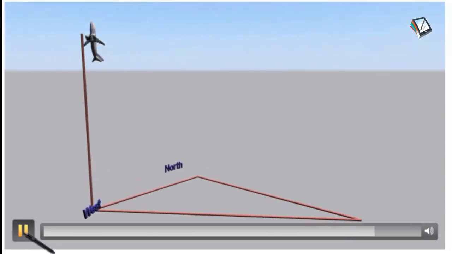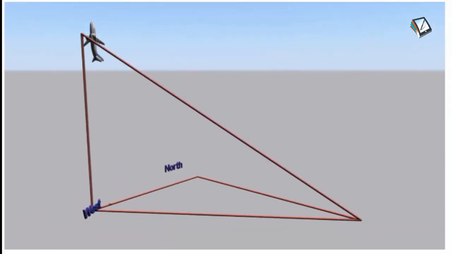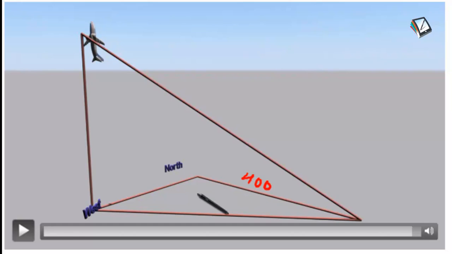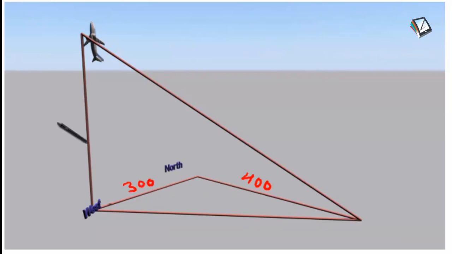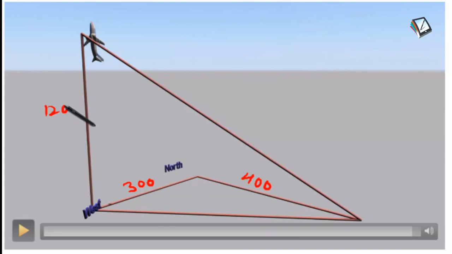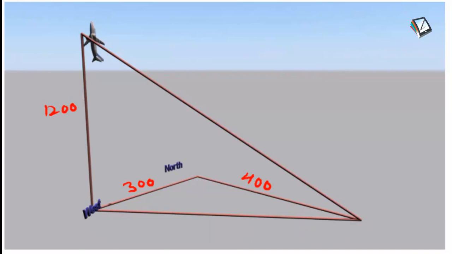So this particular distance is being asked. So how to solve it? As you have clearly seen, this plane has moved 400 meter towards north first and then 300 meter it turns to the west and then it finally climbs up to 1200 meter above the ground. So here you have clearly seen in this video that this particular angle is 90 degrees. So this length, say it is x.